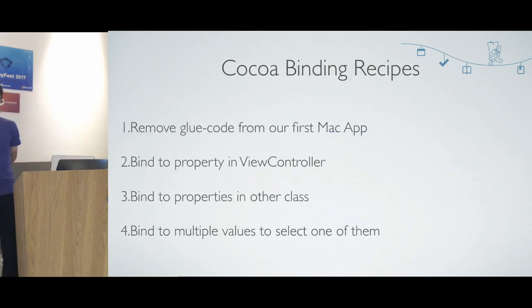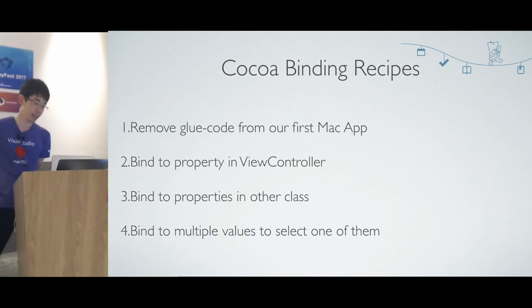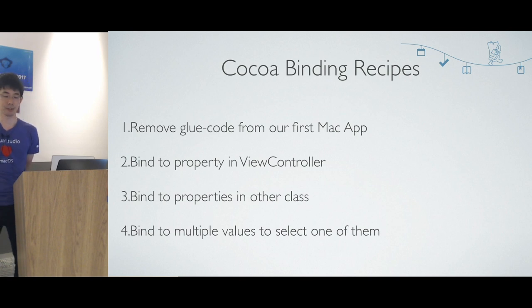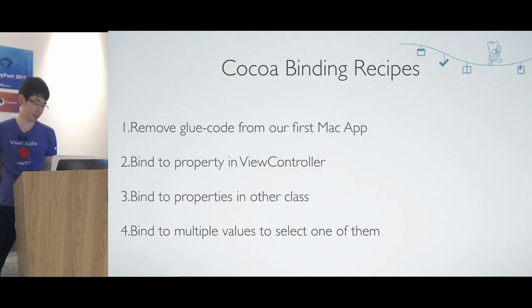Now, Cocoa binding demonstrations for three recipes. Firstly, remove glue code from our first markup: this.nameField.StringValue, to remove and bind to a property in the view controller. Secondly, I'm going to create a property named Name with type string and bind to a property in another class. And lastly, bind to multiple values to select one of them.